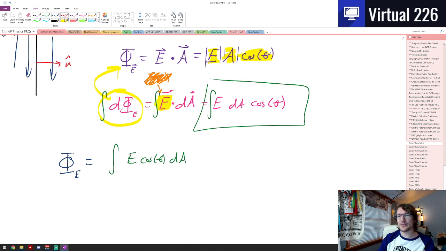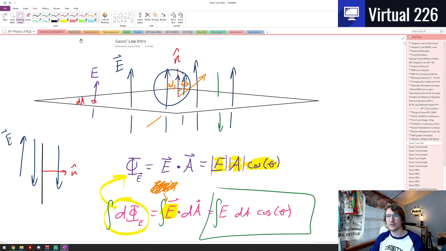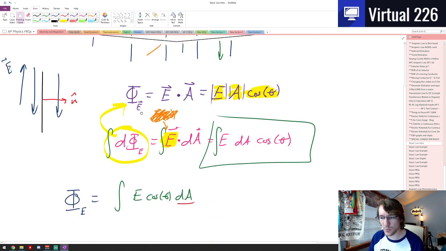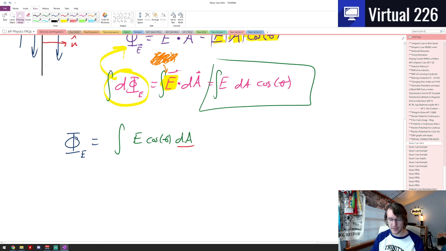Now, the interesting thing about this integral is that when we're adding up, what are we adding up here? Well, we're adding up areas, okay? We're adding up these tiny little segments all across the surface. And what this means is we have a surface integral here. So some places write this with an S down here for a surface integral.